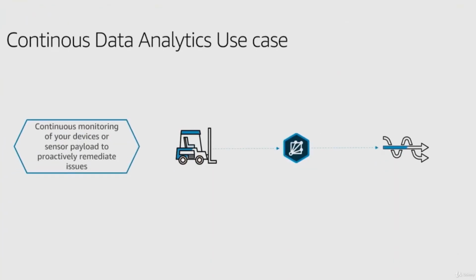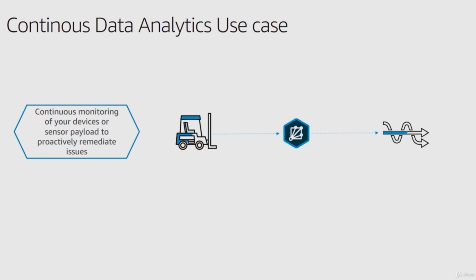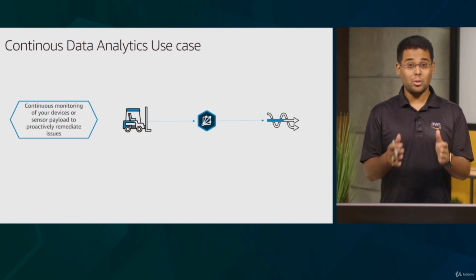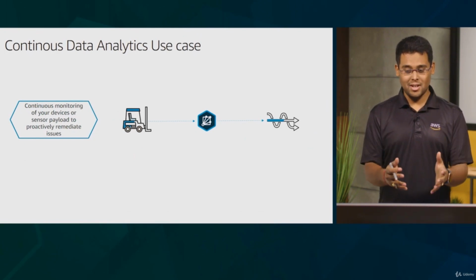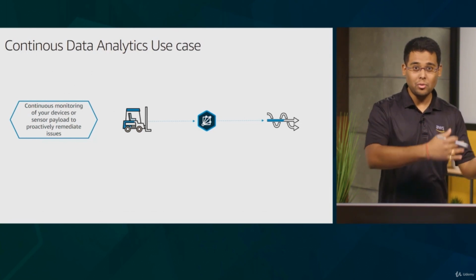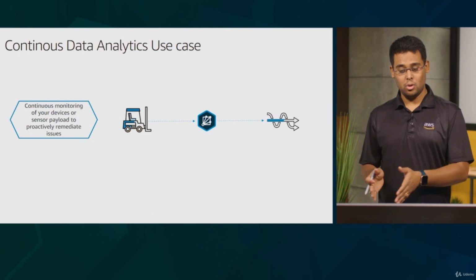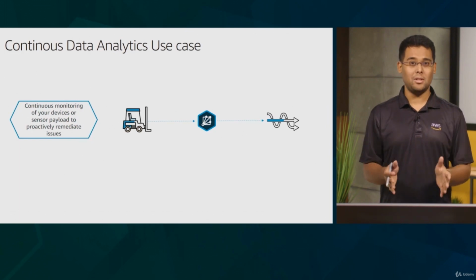So one of our manufacturing customers is using this pattern to monitor their machinery continuously. If the machinery goes down, it impacts their production. So they analyze all the sensor data coming from all their manufacturing equipment and proactively remediate issues or perform predictive maintenance. So now you understand the continuous data analytics design pattern and one of its use cases. Let's move on to the second design pattern.